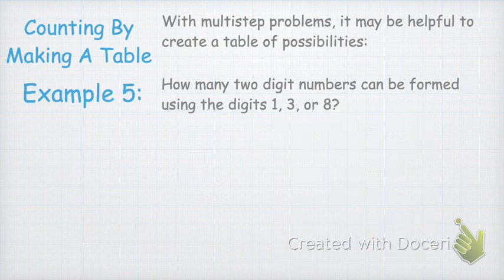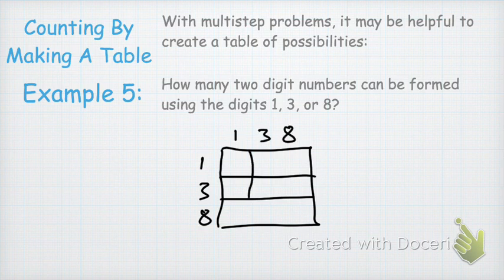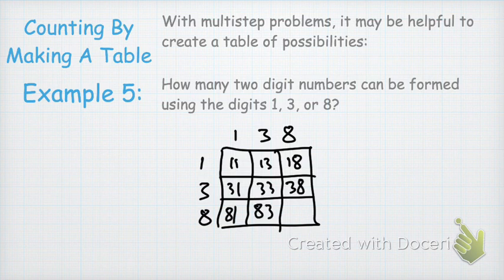So here is a question. It says, how many different 2-digit numbers can you form if you're using the numbers 1, 3, and 8? And so we could make a table for this. So we've got 3 different possibilities for the first digit, and we've got 3 different possibilities for the second digit. And so there's 9 different 2-digit numbers that are possible, right? There's 11 or 13 or 18. There's 31, 33, 38. Or there's 81, 83, and 88.